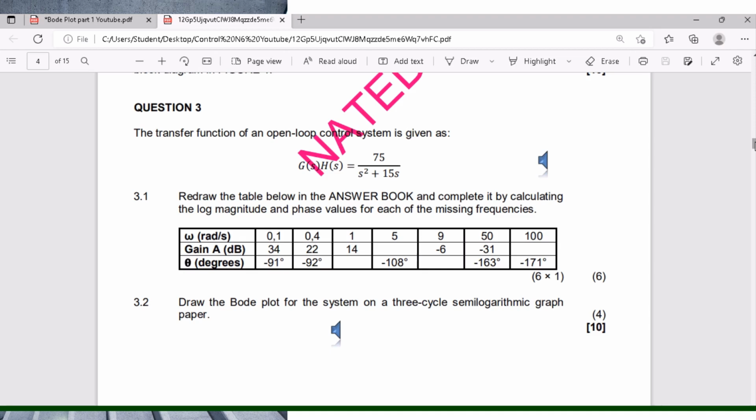Now the first question, for 6 marks, they want you to redraw this table and fill in the missing values. If we check, we have a missing value there under 14.